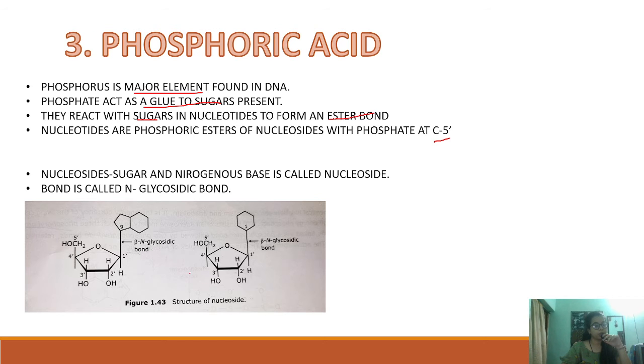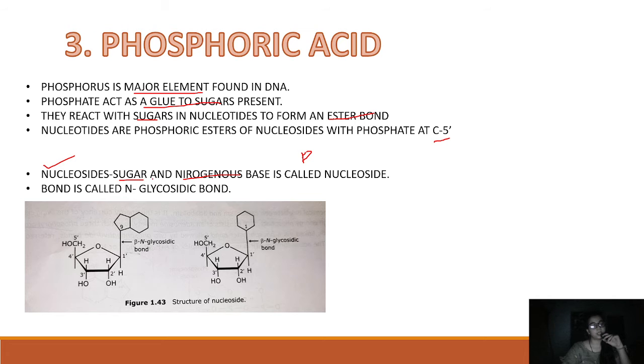So this is the structure of the nucleoside. And what is a nucleoside? A nucleoside is a combination of sugar and nitrogenous base. That is, if phosphate is absent and only the sugar and nitrogenous base are present, it is called a nucleoside. And if phosphate is present, it is called a nucleotide. This is the difference. And the bond between the sugar and the nitrogenous base, what type of bond is it? An N-glycosidic bond will be present.